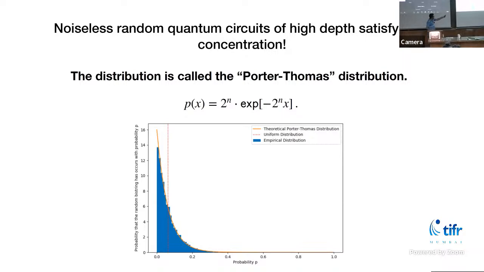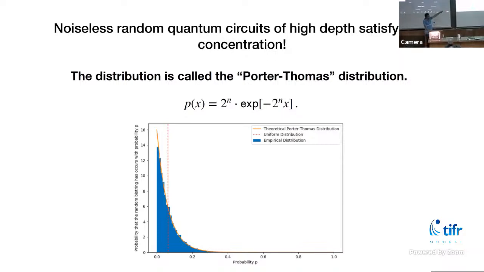It's the probability P, and the vertical axis is how many bit strings have this probability. It just means that all the probabilities are 2 to the minus n. Yes, that's your two. Yeah.